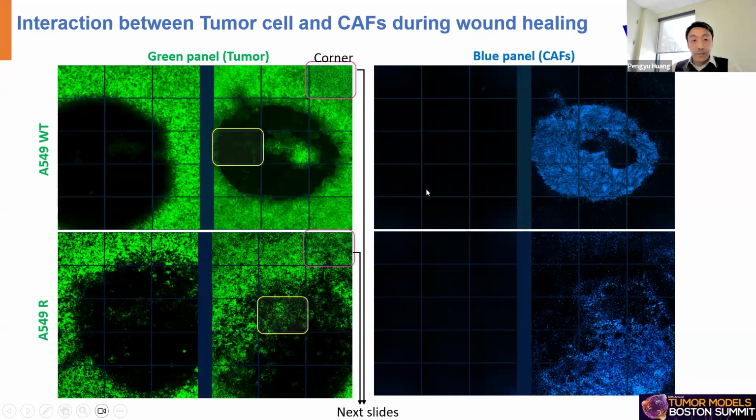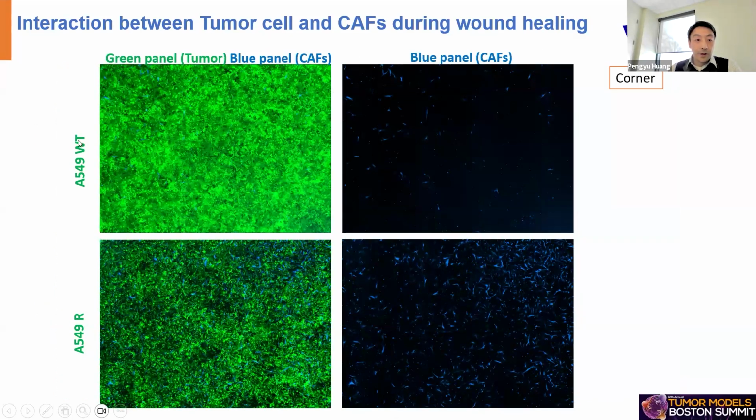moving together. So I'm going to show higher resolution images focusing on the corner and the center. You can see here, the wild-type tumor grows very well, and most of the CAFs are gone, very few of them. This is in the corner. With the tumor R, you see they mix together. So the tumor R has the ability to maintain the tumor and CAFs there.